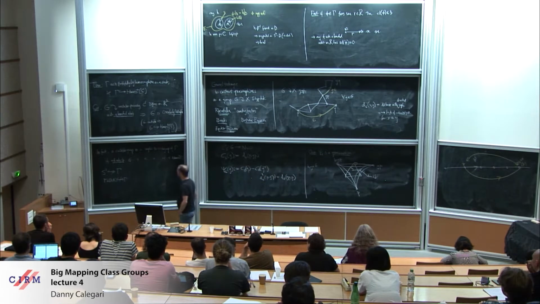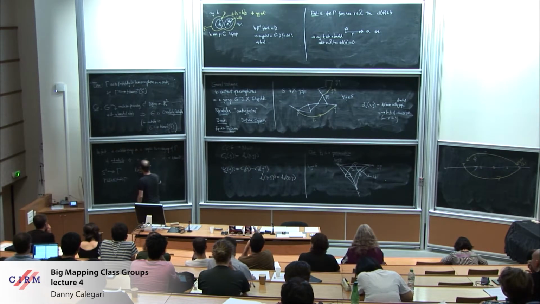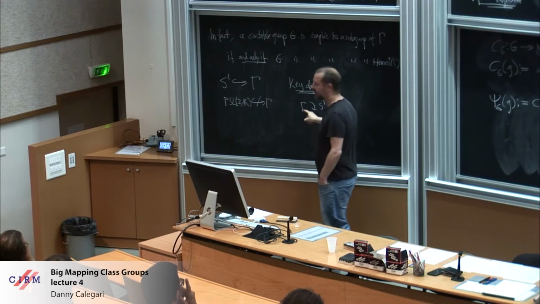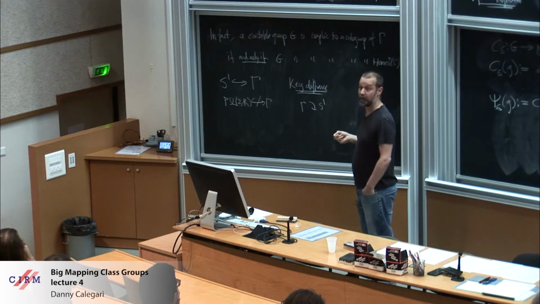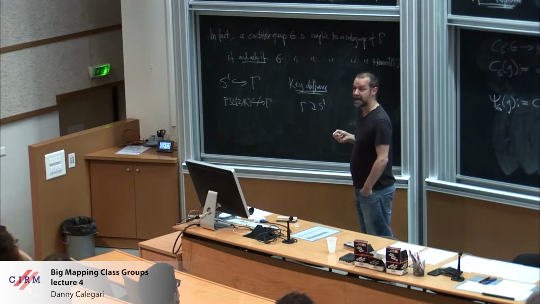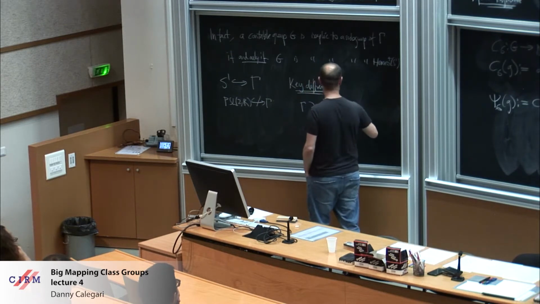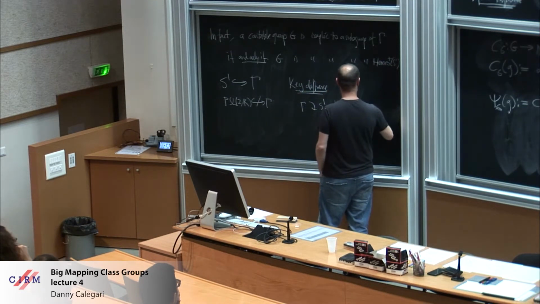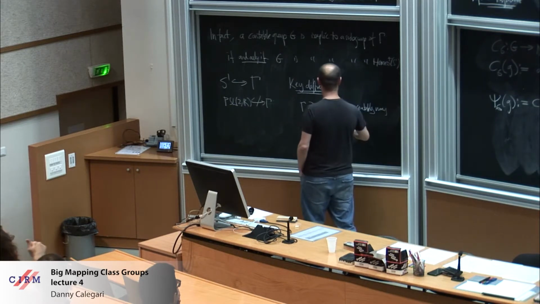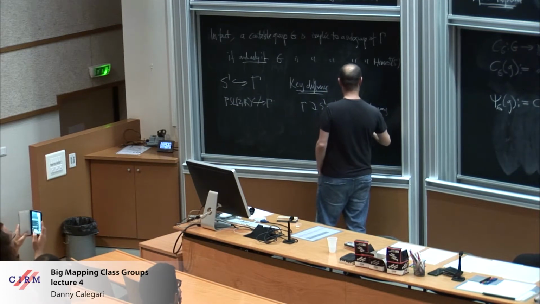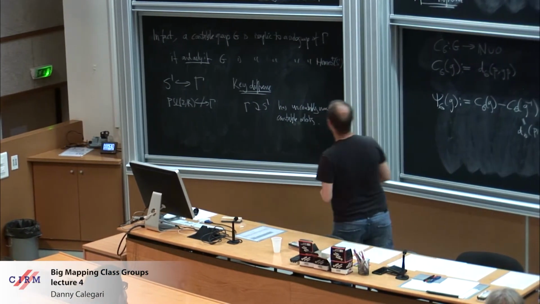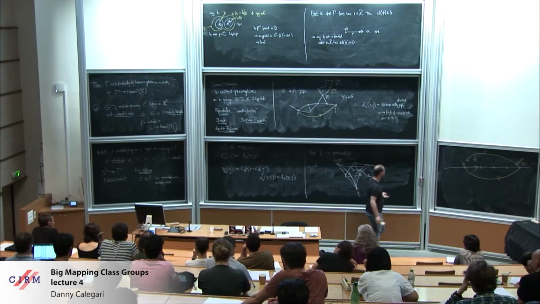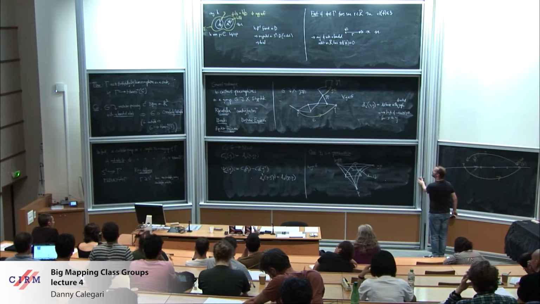So one key difference is that gamma acts on the circle. It's an uncountable group, but it acts on the circle faithfully, and it has some countable orbits. Actually, it has uncountably many countable orbits. Let me, instead of projecting an air of mystery, let me just tell you what the action on the circle is, because it's really very simple to talk about.